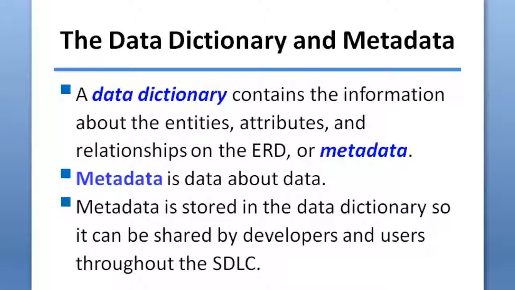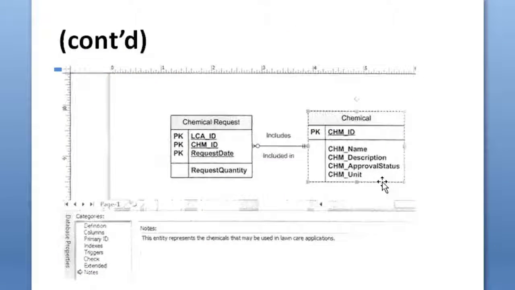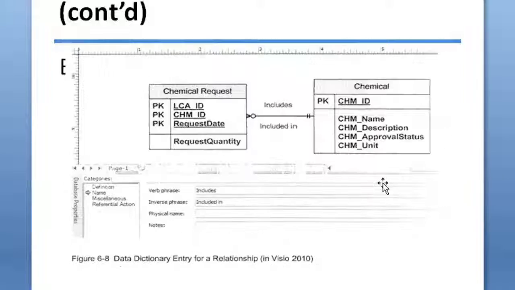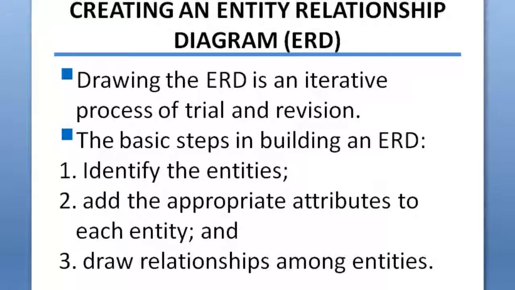And we come to the data dictionary and metadata. It's like a library that consists of information about the elements of the ERD, like entities and attributes, and it's called metadata. It's just like a library. As for how we can create an entity relationship diagram, we're going to look at that in the coming video. These are the processes, and we'll talk about them in the coming video.